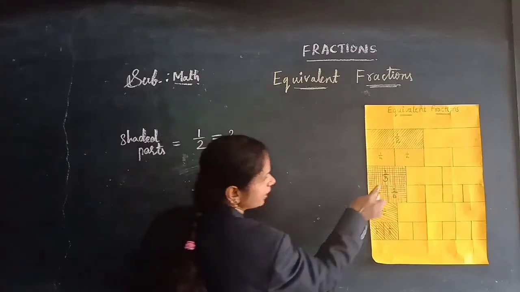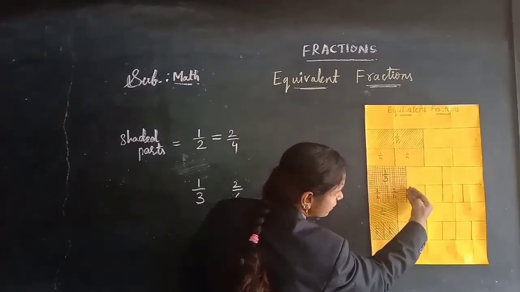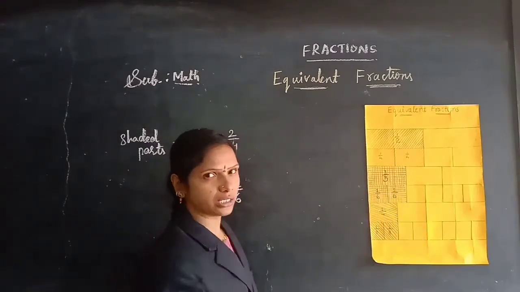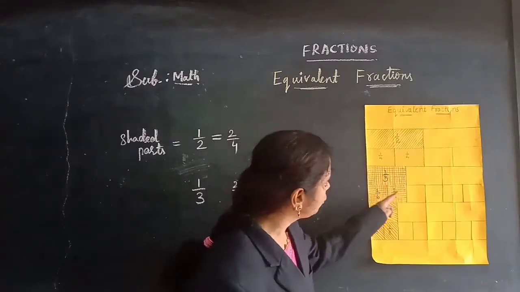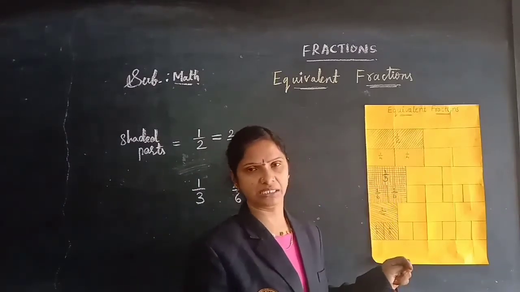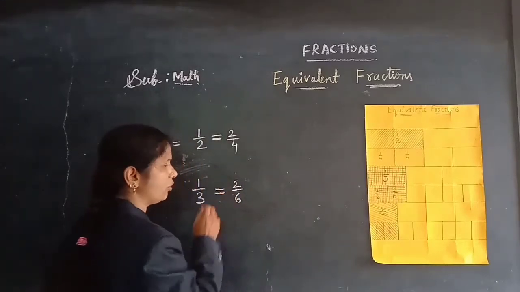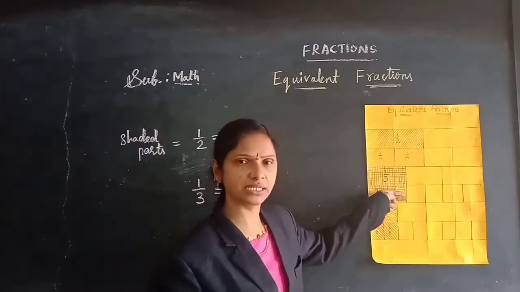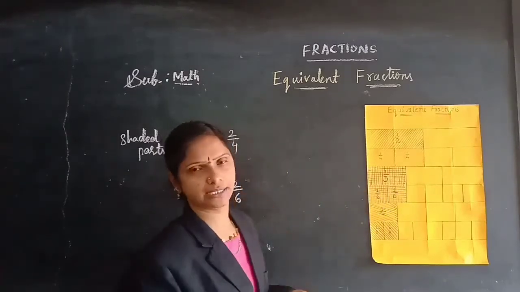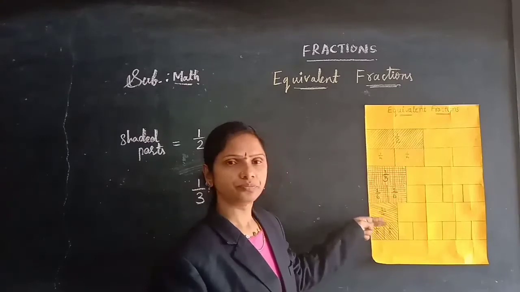And when you are comparing here, these two I divided equally. You can observe carefully, children, on the chart. Means 1/3 is equal to 2 parts of the 1/6. These two are equal, 1/3 and 2 parts of 1/6, nothing but 2/6.